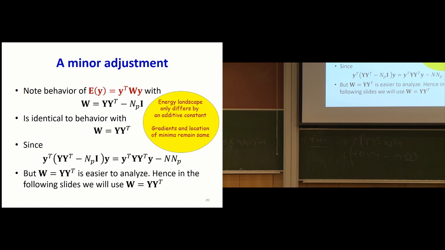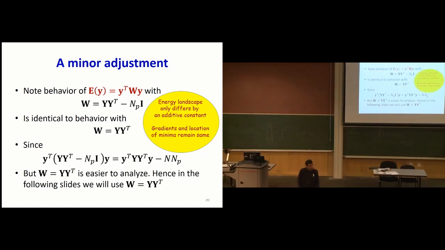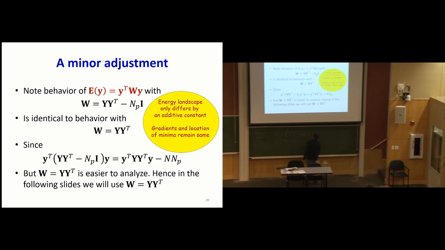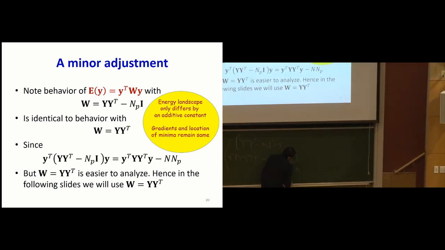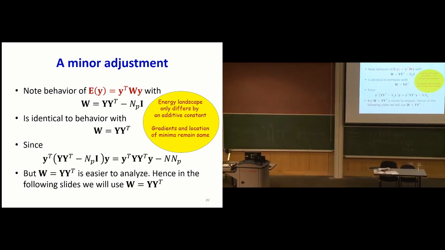It's just going to be n, right? It's the sum of the squares of the individual components of y. So this term is simply going to be summation over i of yi squared, which equals n, right? In other words, if I use this as my weights matrix, the energy is the same as using this one as my weights matrix from which I subtract a constant. And that's basically shifting the entire energy landscape down.